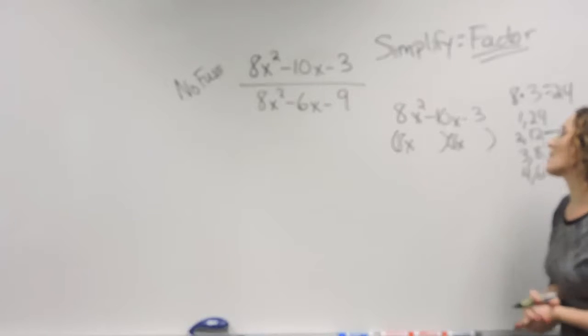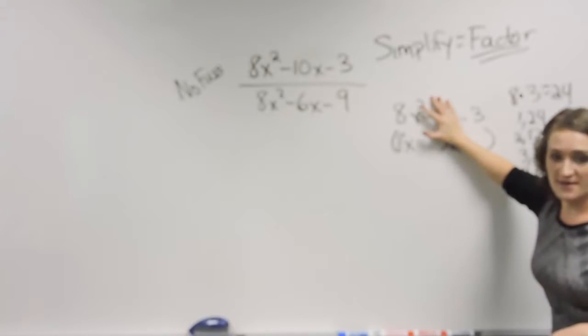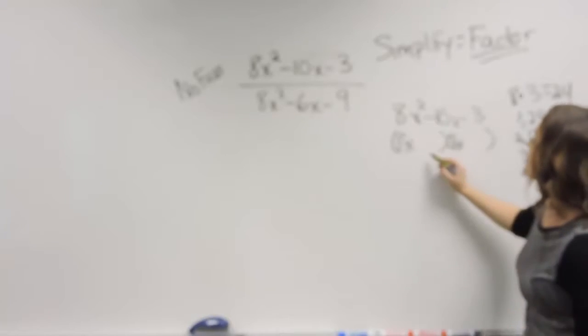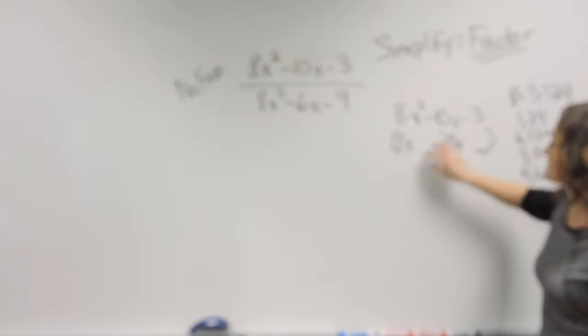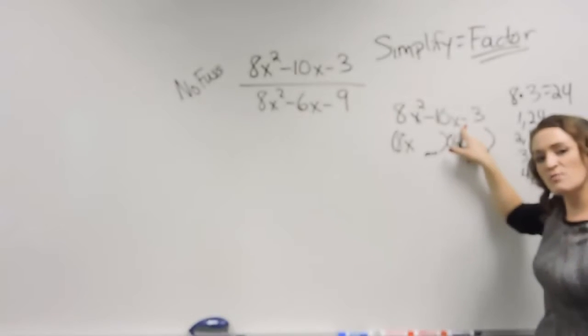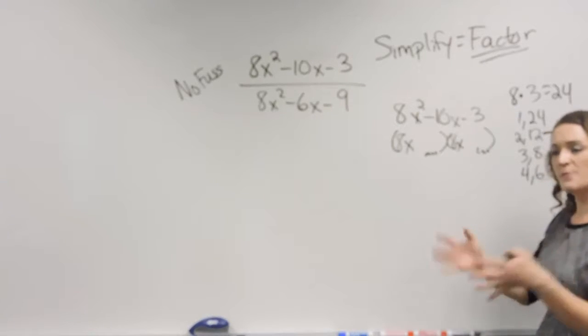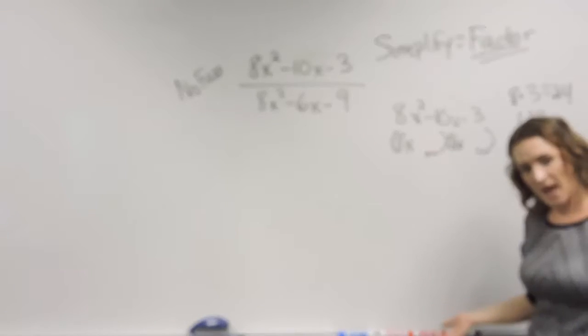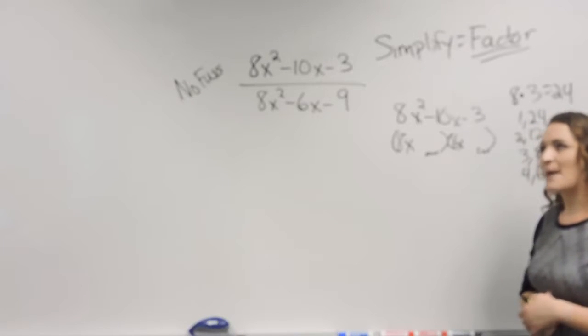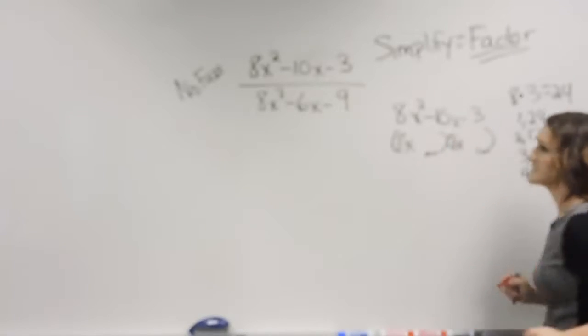We need to take a look at this last term over here. This last term is negative. Remember that this last term comes from multiplying last times last. So we need to think, how do we get a negative when we multiply? Think about your multiplication rules for integers. If they have the same sign, you get a positive answer. If they have different signs, you get a negative answer. So that means I need different signs here to get this negative.